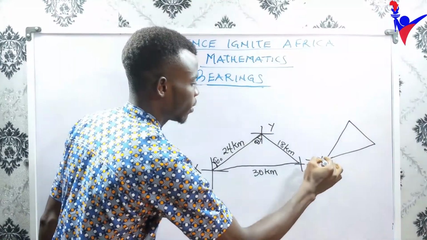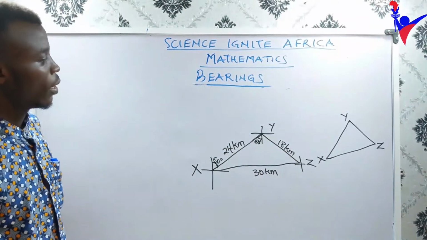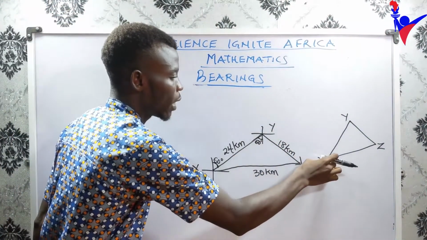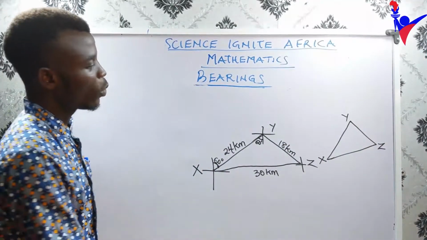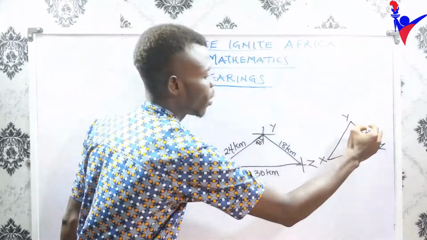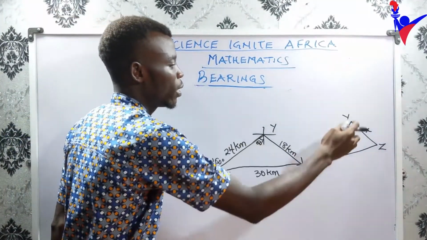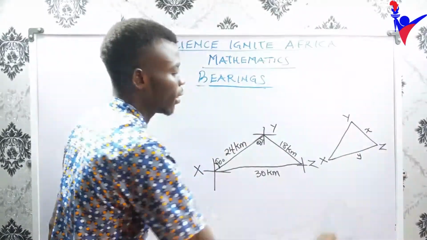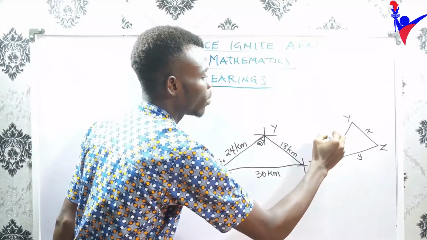I'm having X, I'm having Y, and I'm having Z. This is capital letter X, this is capital letter Y, and this is capital letter Z. Any side facing the capital letter X becomes the small letter x. Any side facing the capital letter Y becomes the small letter y. And any side facing the capital letter Z becomes the small letter z.